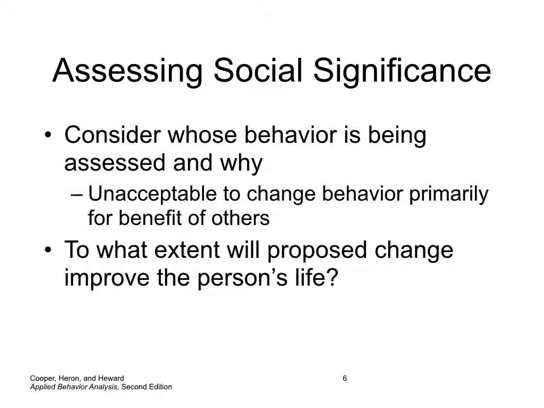Determining the social significance of behavior is a critical step in the assessment process. Behaviors identified for change must be socially significant to the person and contribute to the quality of their daily life. Some of the ways behavior can have social significance include if it is relevant, if it increases the person's access to their environment, or if it is age appropriate.